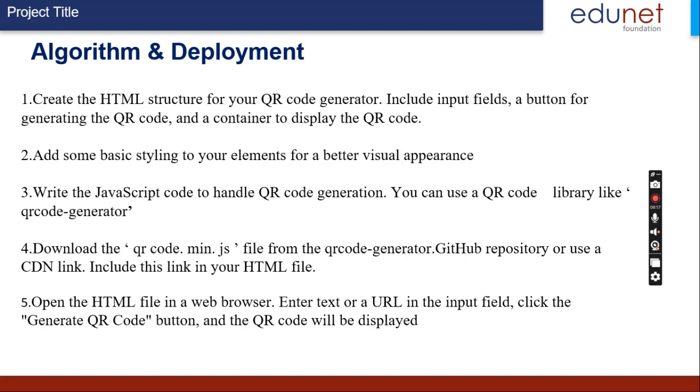Next, download the qrcode.min.js file from the QR code generator GitHub repository or use a CDN link. Include this link in your HTML file. Next, open the HTML file in a web browser. Enter the text or a URL in the input field. Click the Generate QR code button and the QR code will be displayed. This is the whole process for the QR code generator.